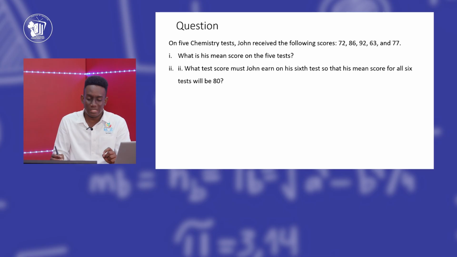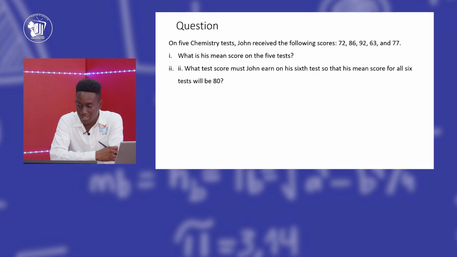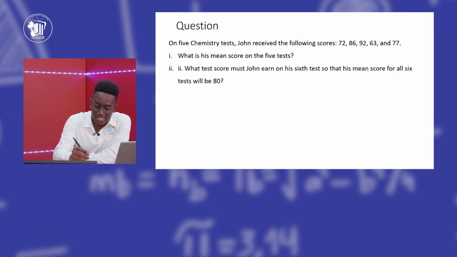So let's look at another example. It says, on a chemistry test, John receives the following scores: 72, 86, 92, 63, and 77. What is his mean score on the 5 tests? So let's answer that question.